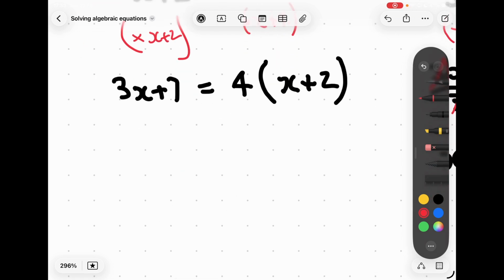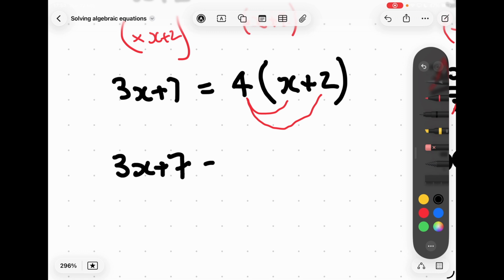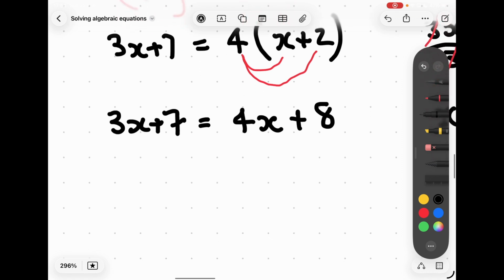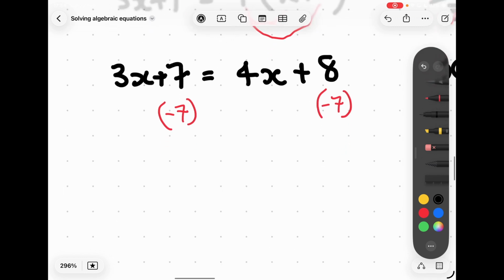So now why don't we expand out this here, so we're going to do 4 times x plus 4 times 2. So we're going to get 3x plus 7 is equal to 4x plus 8. So now, to this side, why don't we remove 7 from both sides? So then we get 3x is equal to 4x. Now 8 minus 7 is 1, so plus 1.